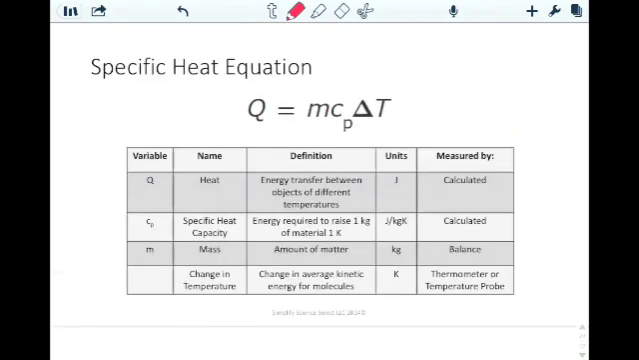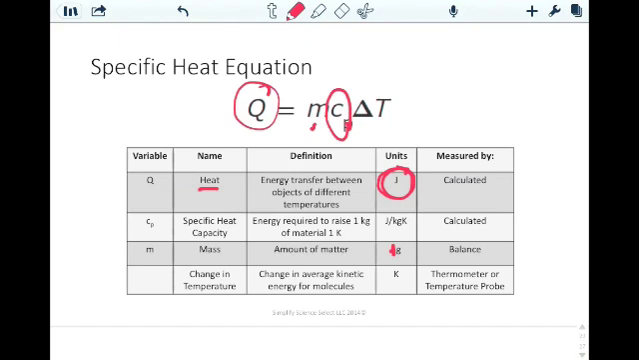The equation for specific heat is Q. Q is heat. It's the energy transfer between objects of different temperatures. It is measured in joules. And then we have M, which is mass. Mass is the amount of matter. In chemistry, we're going to measure that in grams. We're not going to measure that in kilograms because we deal on a very micro scale. Specific heat is the energy required to raise 1 kilogram, or that Cp, and P means constant pressure, that's the amount of energy required to raise 1 kilogram of material 1 degree Celsius or 1 degree K.